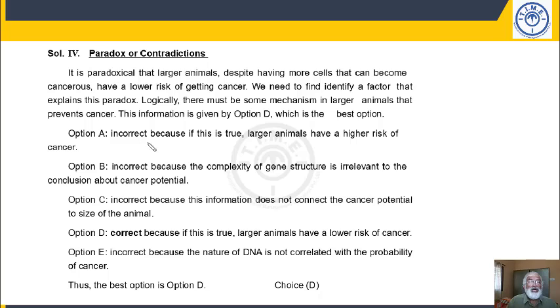Why are the other ones incorrect? Because if it's true, then animals have a larger risk. We discussed that. Incorrect because the complexity of gene structure is irrelevant. We're not talking about what their gene structure is like. Incorrect because the information does not connect cancer potential to size of an animal. It looks at within organs of the animal. So that's not right. B we looked at as correct. Fine. Incorrect because the nature of DNA is not correlated to the probability of cancer. The point is again, if it was, it would still say it doesn't matter what the size is. So that's not the case. So D is your answer here.